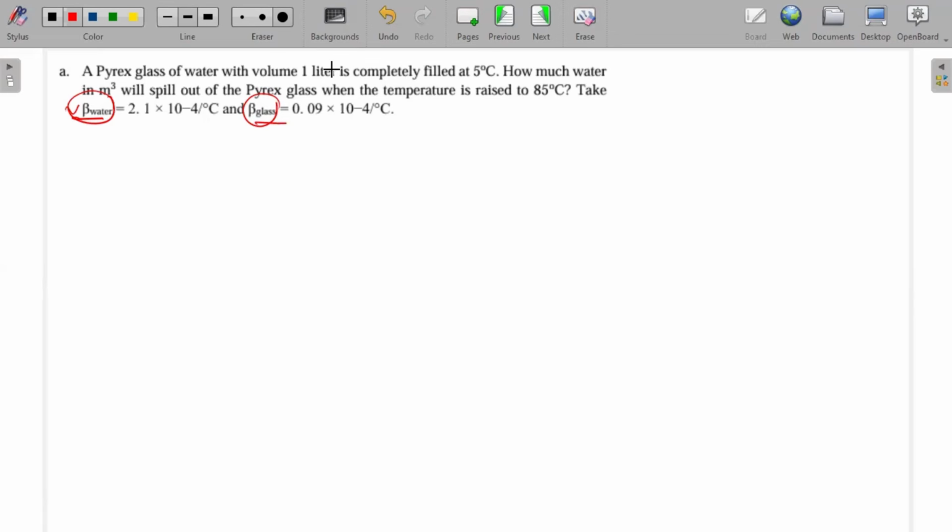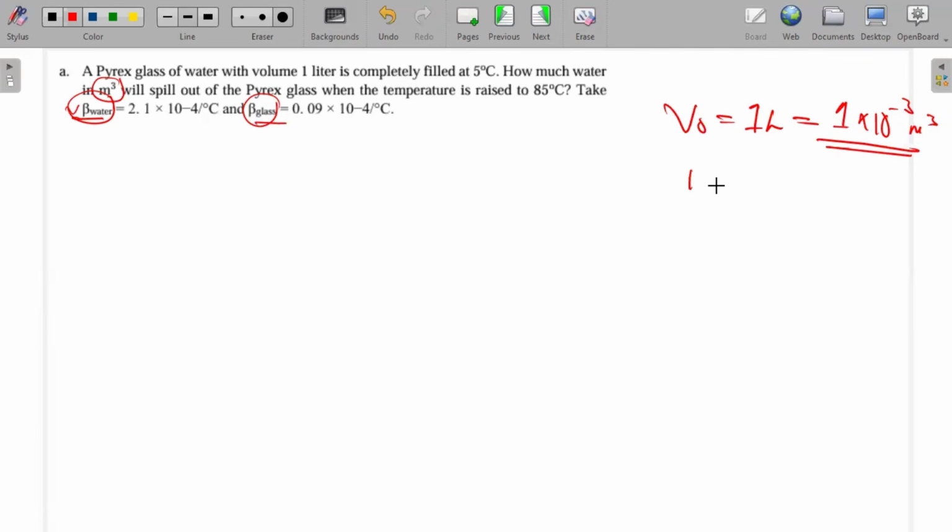So what are we going to do? We've been given initial volume, V0, to say this is 1 liter. But the answer that they want us to find should be in cubic meters. So that means we're supposed to convert our 1 liter into cubic meters. If I convert my 1 liter into cubic meters, I'm basically going to get 1 times 10 to the power minus 3 cubic meters, because I'm just dividing this by 1,000. Okay, so this is our initial volume in cubic meters.